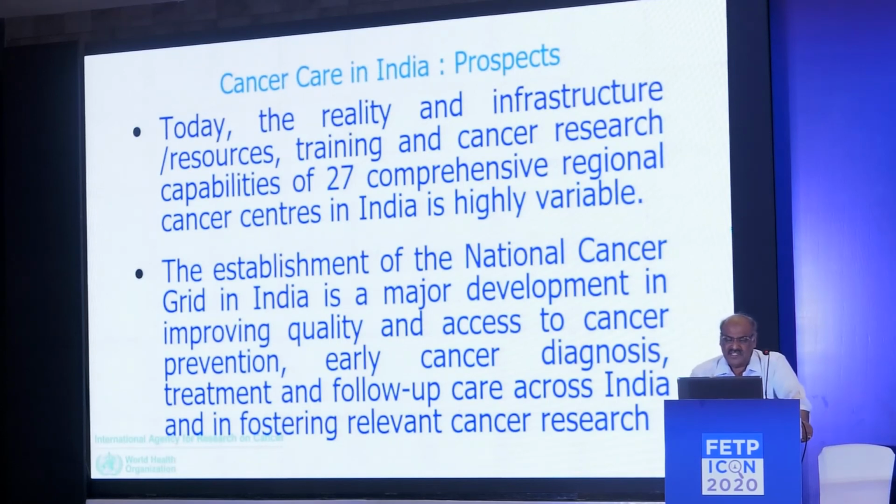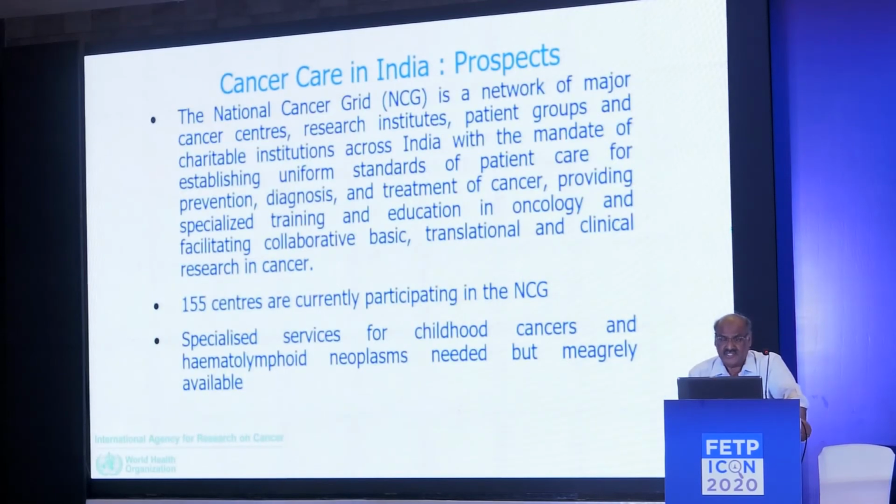And some of the interesting things which have happened are to improve the level of infrastructure, human resources, uniformity and quality assurance. The National Cancer Grid is a very important development, which is led by Tata Memorial Center. It has representation by more than 150 centers, and this will have a positive impact. Currently, 155 centers are participating in the National Cancer Grid.